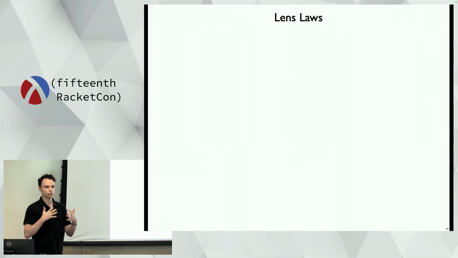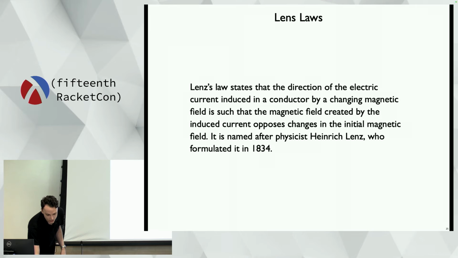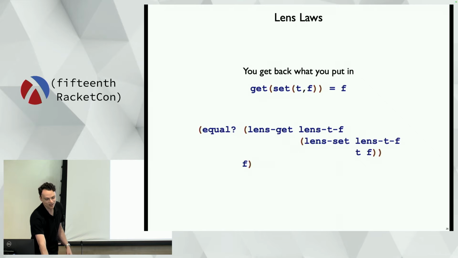And just to get some sensible behavior on lenses, we can specify some laws, because we're going to end up making some weird lenses soon. So we want to just define some laws for sanity checks so that lenses don't behave weirdly. Wait, that's wrong. There we go.